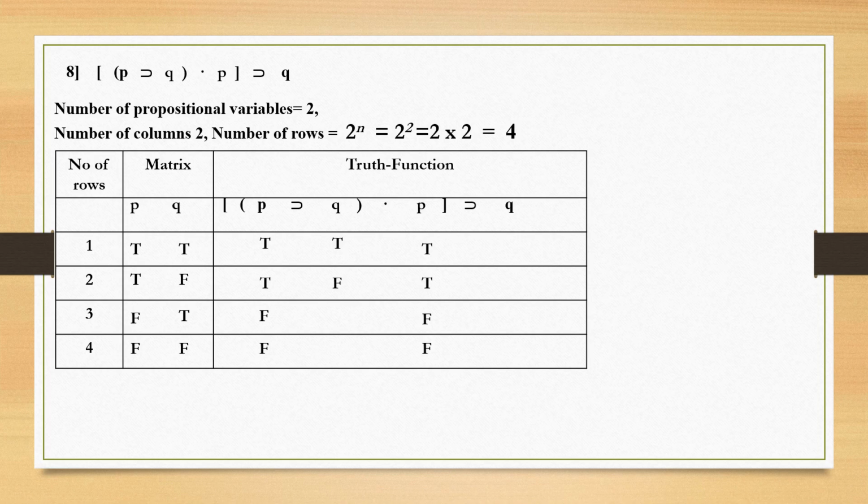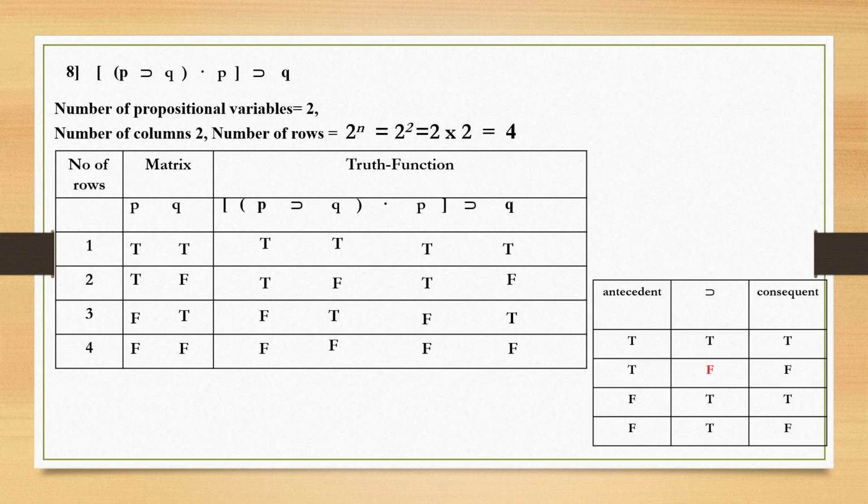Second P's values, then Q's values as TF. Second Q's value as TF. Now you will have to solve the small bracket, that is parenthesis. Implication. When is an implication false? Only under one condition, when the antecedent, that is the left, is true and the right is false.